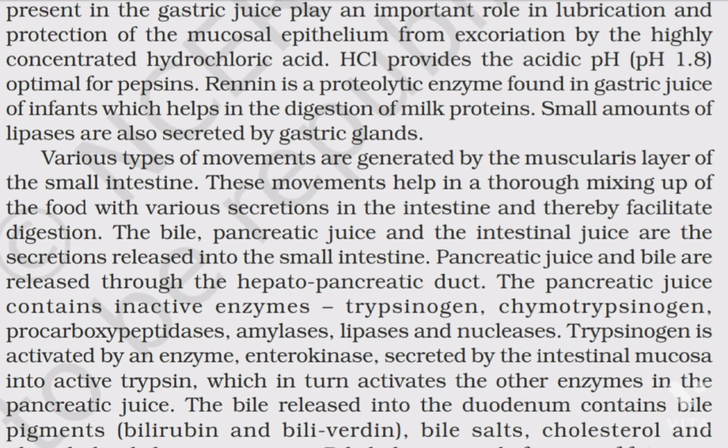The pancreatic juice contains inactive enzymes trypsinogen, chymotrypsinogen, procarboxypeptidases, amylases, lipases, and nucleases. Trypsinogen is activated by an enzyme, enterokinase, secreted by the intestinal mucosa, into active trypsin, which in turn activates the other enzymes in the pancreatic juice.